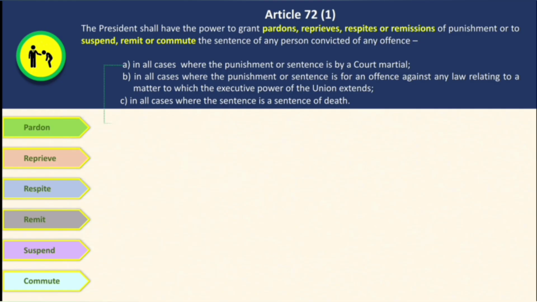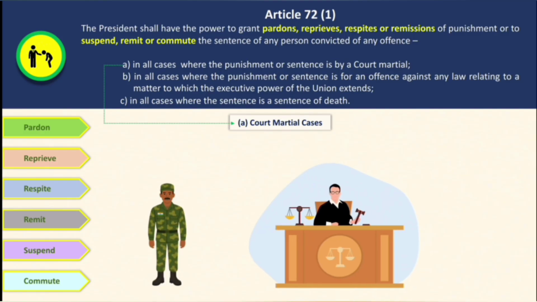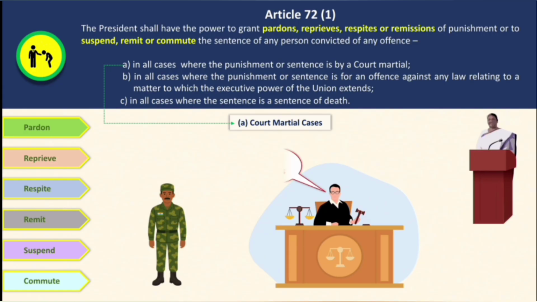Number 1. Court-martial cases. If someone from the armed forces is punished by a military court, the President can reduce or cancel that punishment. Suppose a soldier is sentenced to 10 years by a court-martial. The President can reduce it or even cancel it under Article 72.